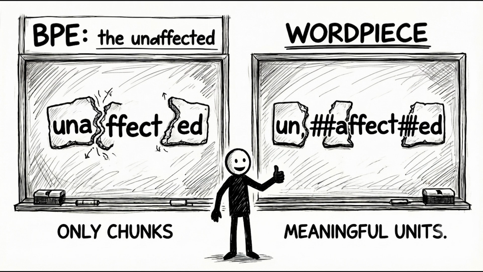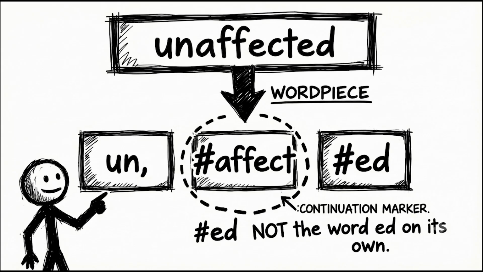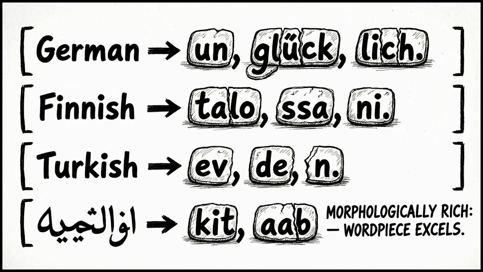You can see this in how WordPiece represents subwords. Tokens that appear in the middle of a word are prefixed with ## to mark them as continuations. For example, unaffected is split into "un", then "##affect", then "##ed". This makes it explicit that "##affect" is not the word "affect" on its own. It's a piece that follows something else. WordPiece is particularly strong on morphologically rich languages, where word forms are built from many small, predictable pieces.